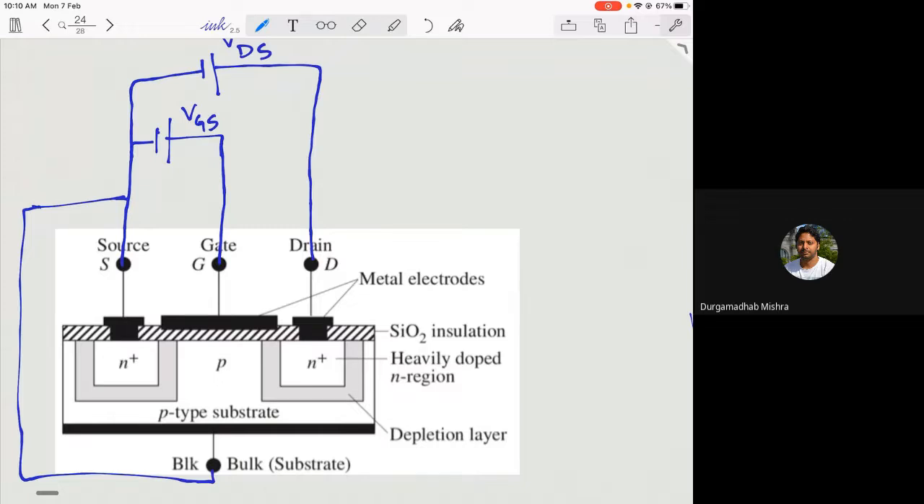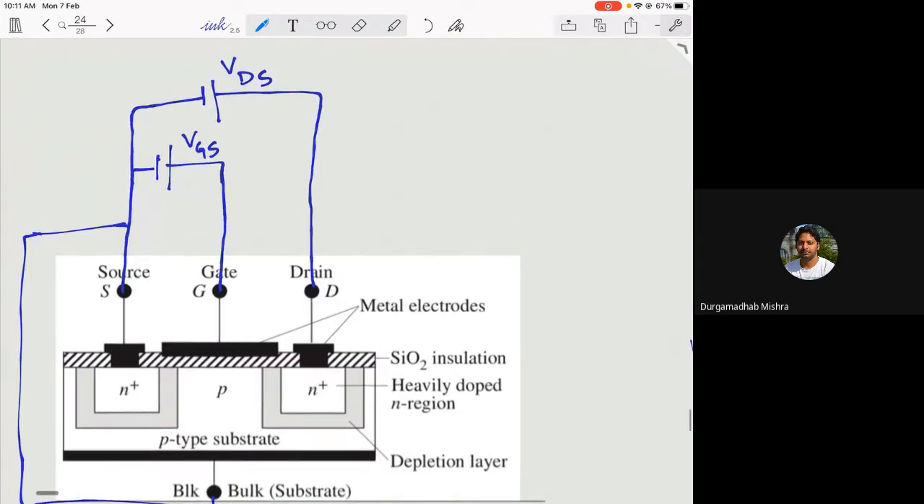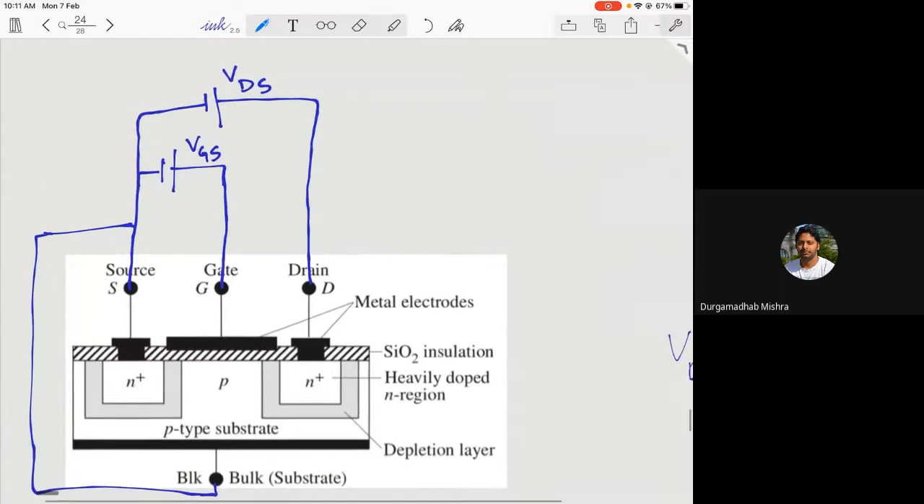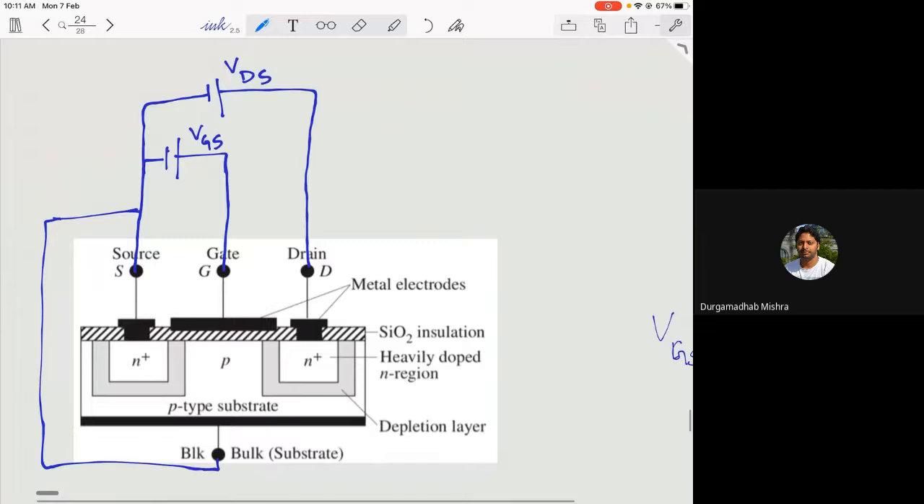Okay, so you are applying a voltage VGS between source and gate, S and G. Then you are applying a voltage between your source and drain. So remember, your drain is connected to the positive terminal, your gate here is also connected to the positive terminal. But in case of a P-type PMOS, this will be reversed. Now let's look at different situations.